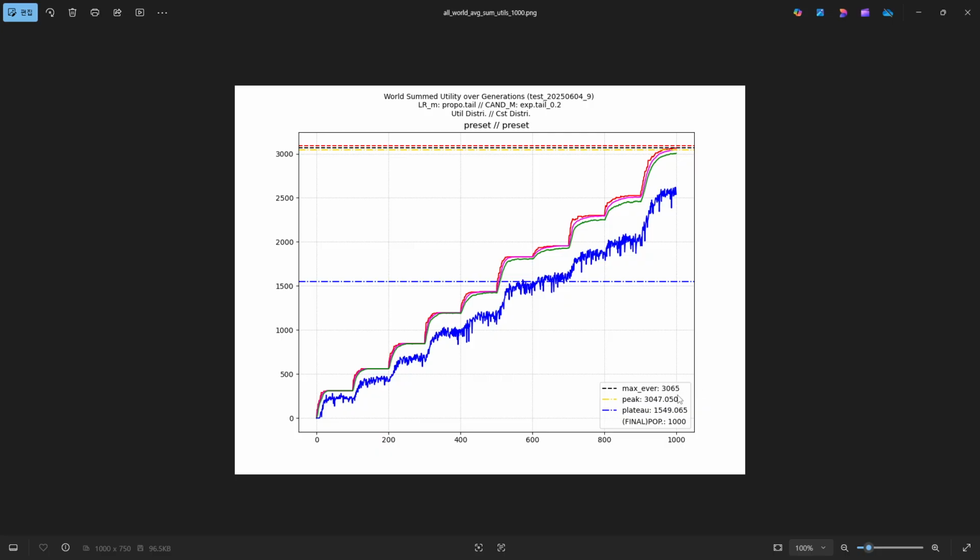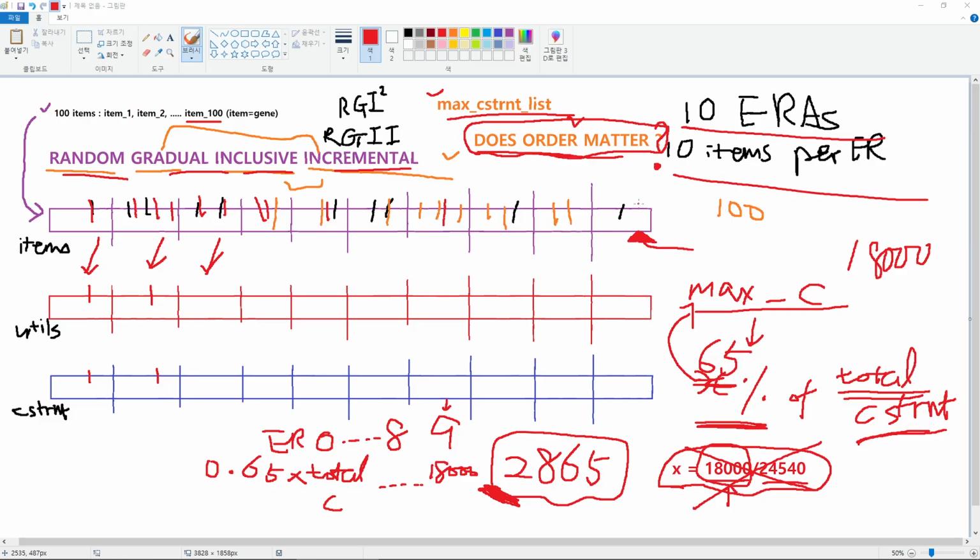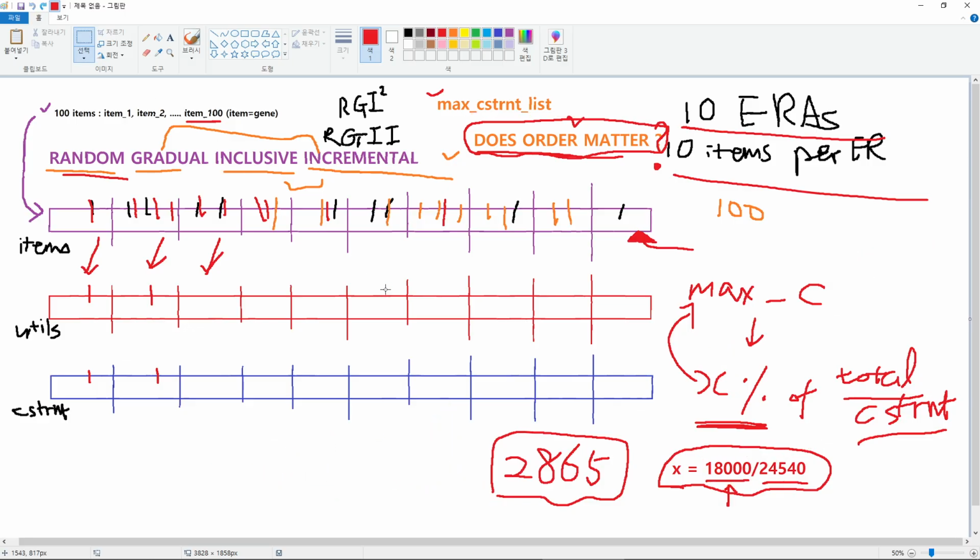So it does work even when given a higher set of maximum constraint values, or maximum constraints. So, what else can I do? Well, I can do some more complicated things, some more convoluted and complicated things. So, that's exactly what I did.